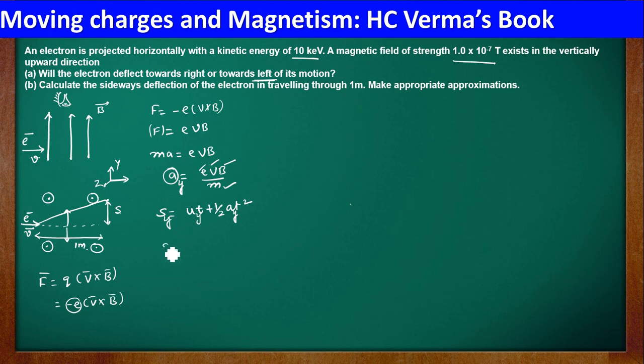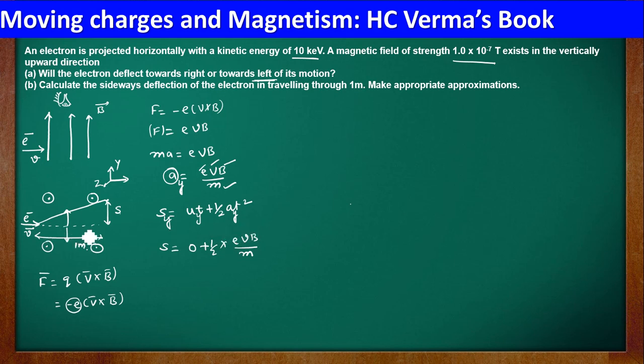Let us say that is s. What is uy? Initially there is no velocity in that direction, therefore it is 0, plus half times the acceleration. What is the acceleration? Acceleration is nothing but evb by m. That is your acceleration. What about your time? For finding the time, we can use this information.